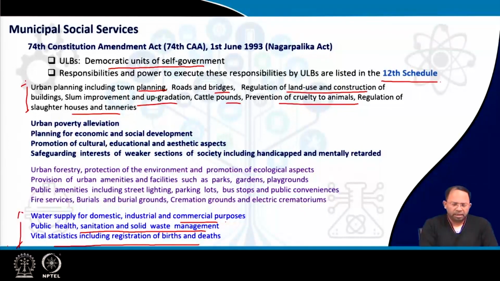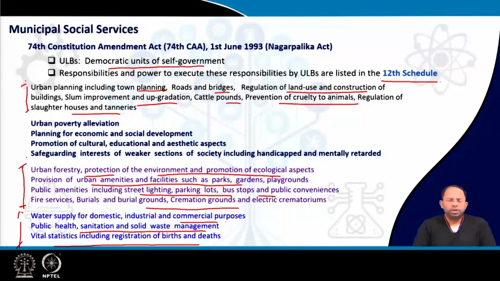So these are some of the duties that have to be taken up by the municipalities. In addition to that, there are other aspects like provision of urban forestry, protection of the environment, promotion of ecological aspects, or provision of urban amenities and facilities such as parks, gardens, playgrounds, street lighting, parking lots, bus stops, burial grounds, and cremation grounds. So all this we will discuss in the next modules.